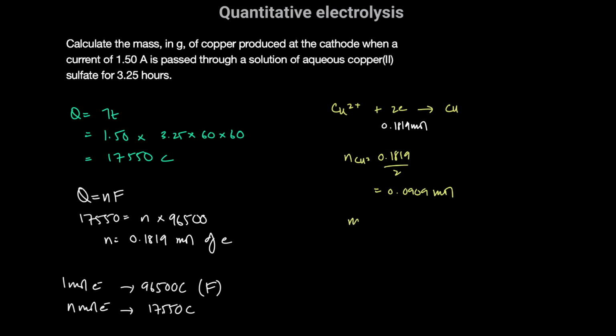And therefore we can say that the mass of copper is equal to the number of moles times the molar mass, right? That's the relative atomic mass. So it's going to be 0.0909 times 63.5. So here we get the mass of copper as 5.77 grams. Okay, so that will be the mass of copper that deposits at the cathode.